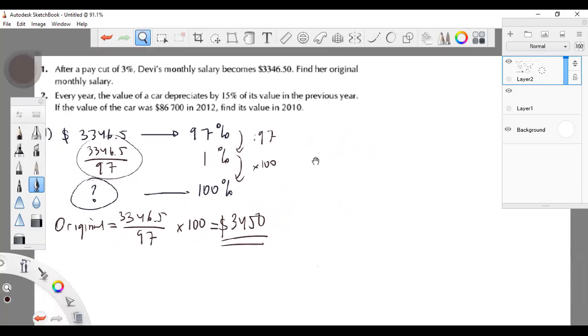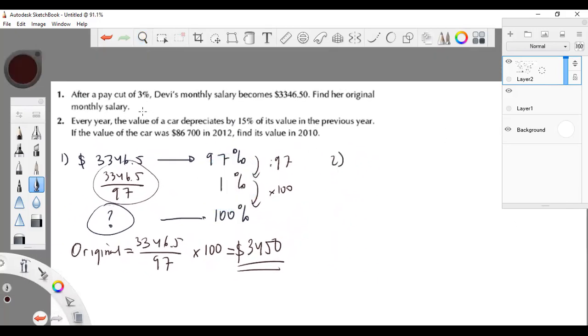Okay, now number two. Number two is quite long. Every year, the value of a car depreciates. Depreciates means decrease. So this is the new term for you. Okay, so if the value of the car was 86,700 in 2012, find its value in 2010. 2 years. The question is giving you only 1 year. So in order to find this 2-year increment, so it is increased, right? The value by the time is decreasing, but if you do backwards from 2012 to 2010, the value in 2010 is always bigger than 2012.